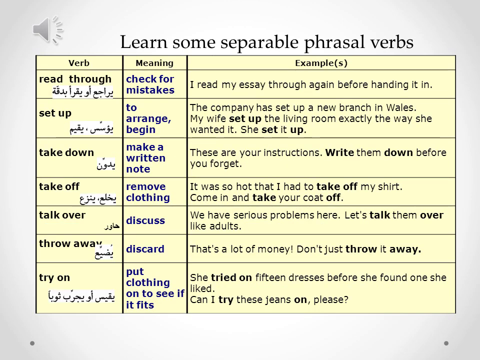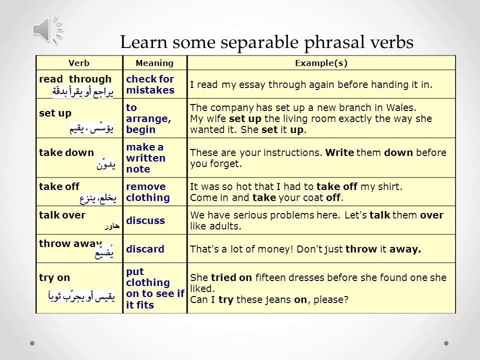Well, we are still on learning some separable phrasal verbs. The first one on the list for you is to read through, which means to check for mistakes. Example: I read my essay through again before handing it in, before submitting it.